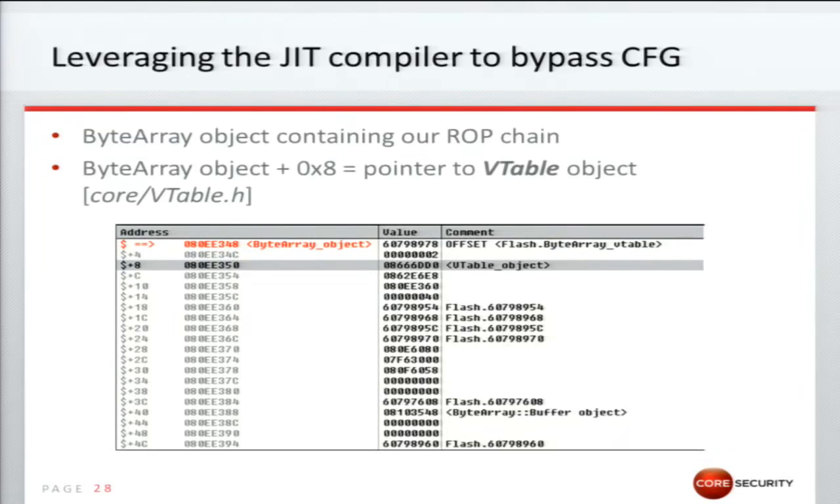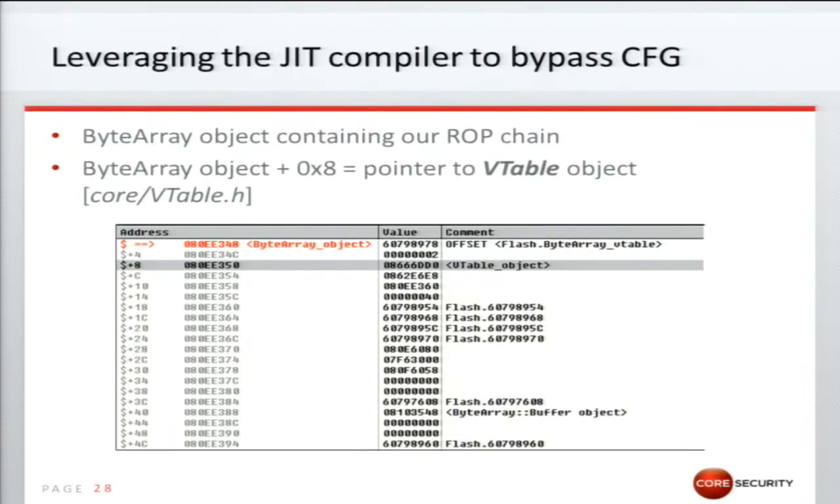From our ActionScript code, we can create a byte array containing our ROP chain. And if we take a look at the internal representation of this byte array object, we can see that at offset 8, we have a pointer to a BTable object. And the names of these classes are taken from the AVM Plus source code, which is an open source release of the ActionScript virtual machine. It is available on GitHub, so if you are working on Flash, you might find it useful.